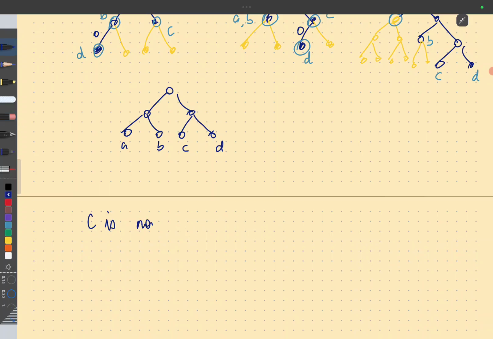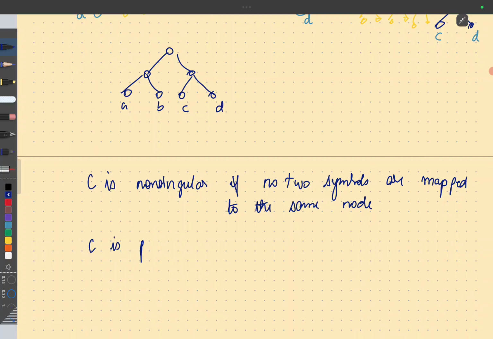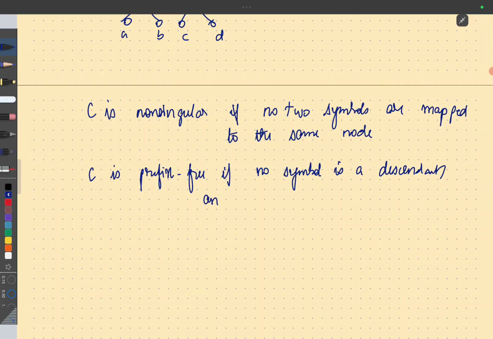A code is non-singular if no two symbols are mapped to the same node, and a code is prefix free if no symbol is a descendant or ancestor of any other symbol.